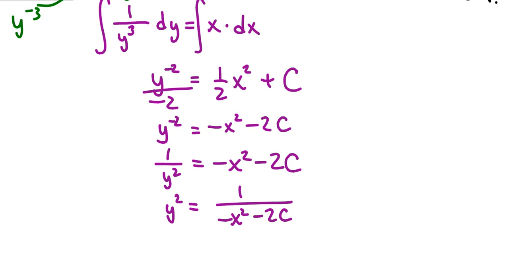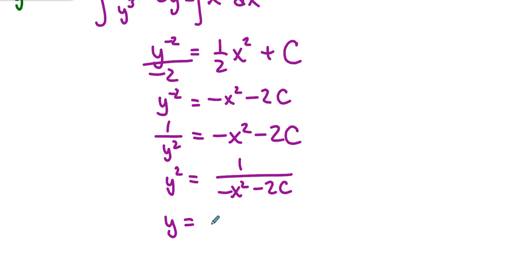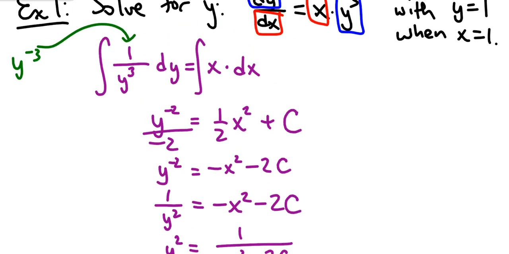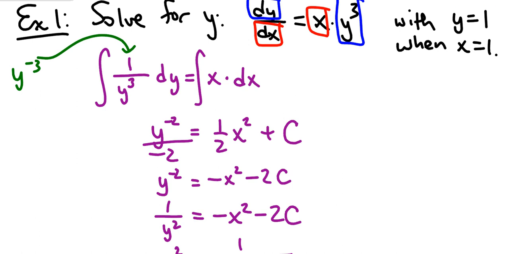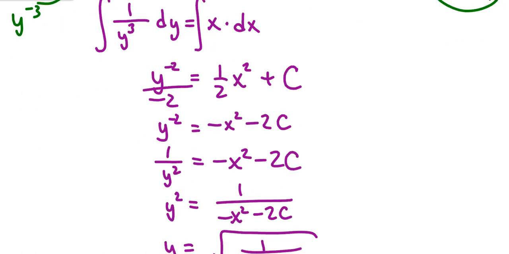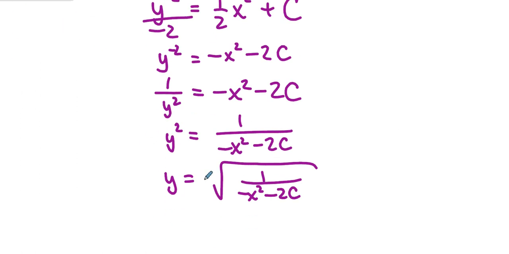And then we take a square root. But which square root? Do we take the positive square root or the negative square root? We need to generate positive y values when x is 1, so it would appear that we use the positive square root, not the negative square root. So then the only question is, what is c?